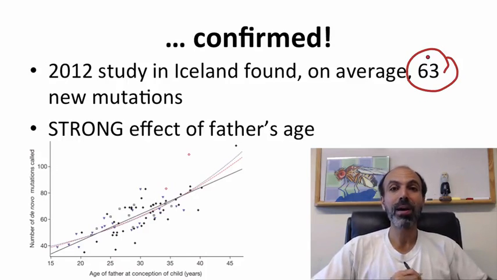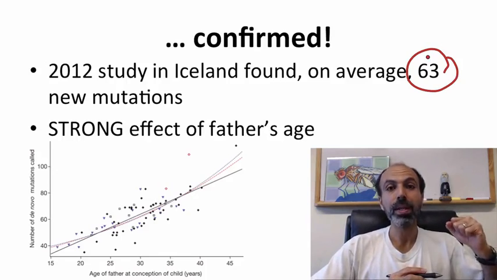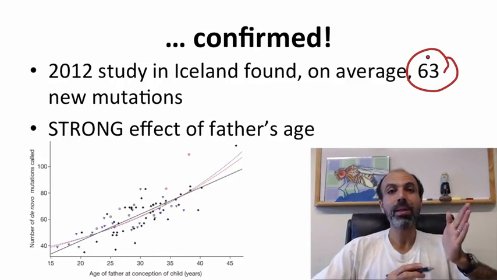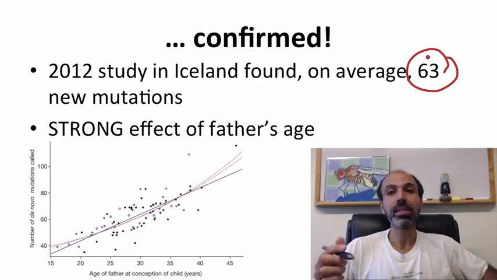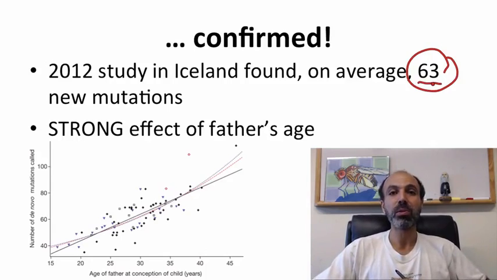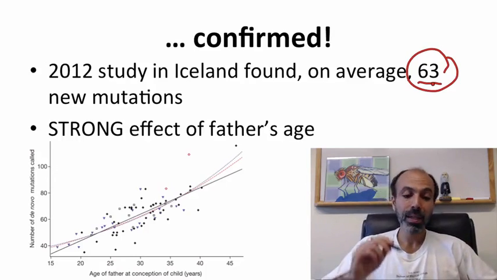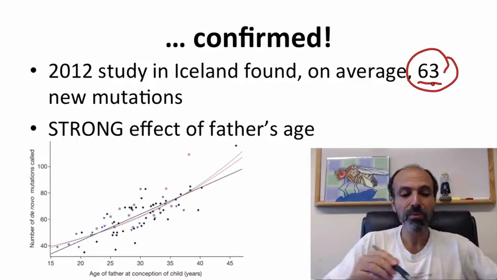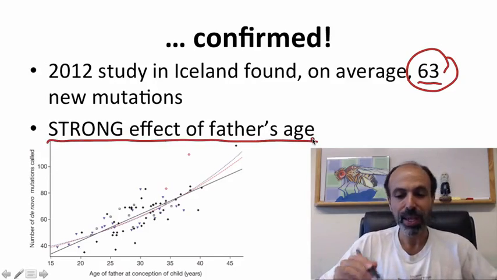That estimate of 65 came ultimately from the studies of C. elegans worms. And from that, I just did some math to calculate what we would expect to see in humans. And in fact, we see a very, very close number to what I predicted from the C. elegans studies in humans. Now, interestingly, I didn't mention this before, there's a very strong effect of father's age.